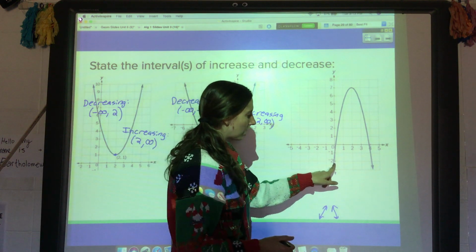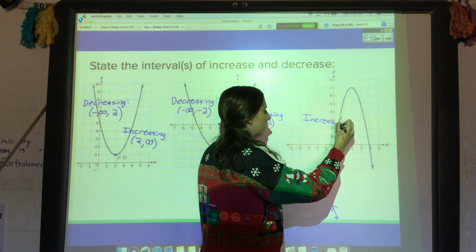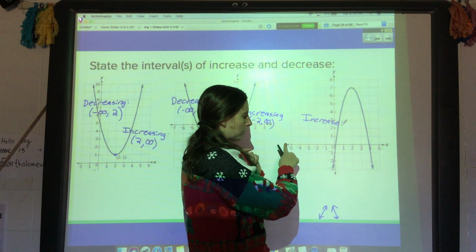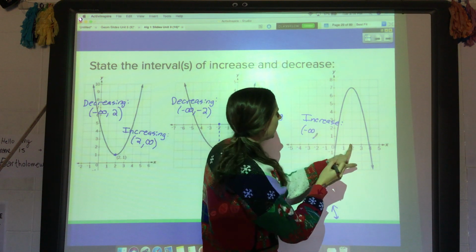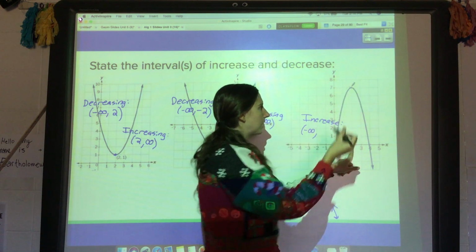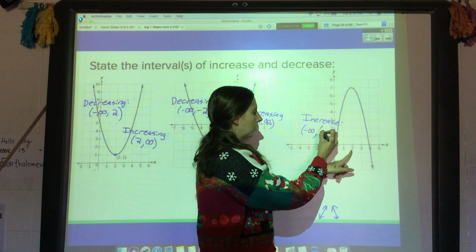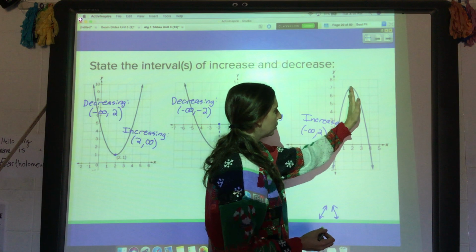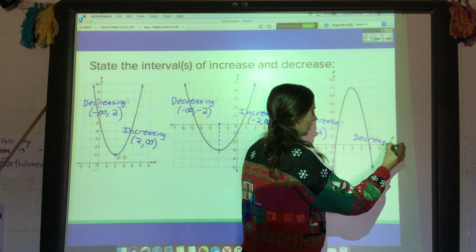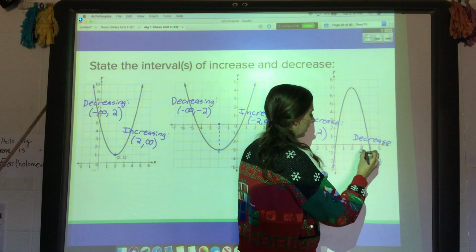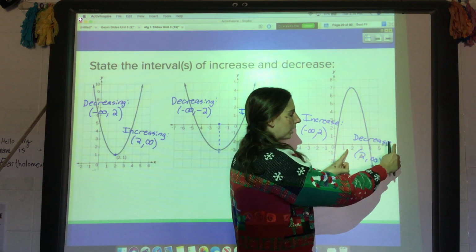Last one, this one starts off increasing. So its interval of increase is from negative infinity, up until this point. So from negative infinity to here. It's tempting to say from negative infinity to 7, but that's the y coordinate. We're using the x's. So in x land, it's 2. And then from 2 to infinity, it's decreasing. Again, that's because it's x coordinates. So from 2 and then going up.